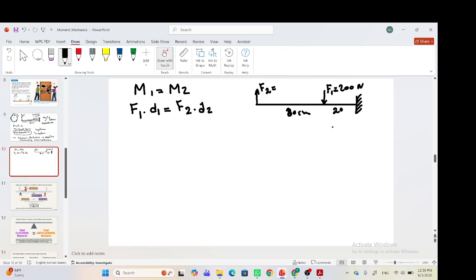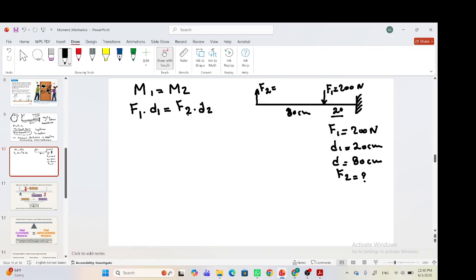Okay, so here F1 is 200 newtons, and next one, d1, is how much? 20 centimeter. And how much is d2? d2 is 80 centimeter, and only F2 is unknown. So let's find F2 here.